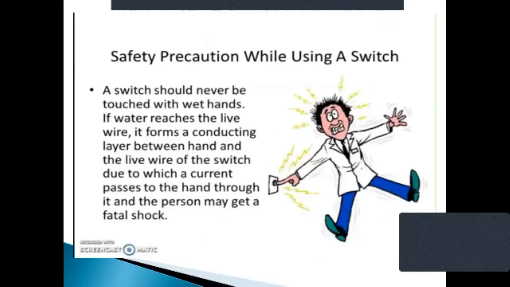Next, what are the safety precautions we have to take while using a switch? A switch should never be touched with wet hands. If water reaches the live wire, what happens? It forms a conducting layer between the hand and the live wire. So your hand, water and live wire form a conducting layer. Current passes to the hand through it and the person may get a fatal shock. So never use switches with wet hands.